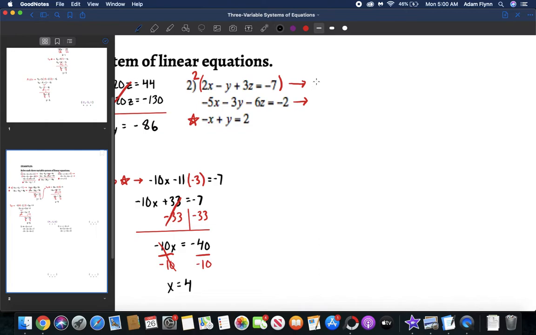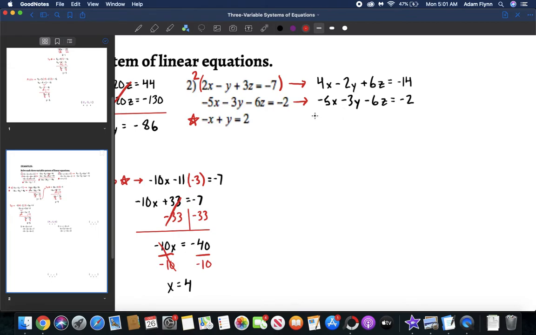So if I rewrite my top equation after I scale it by 2, I have 4x minus 2y plus 6z equals negative 14. And then my middle equation, I'm not changing at all. So I'll just rewrite it. Negative 5x minus 3y minus 6z equals negative 2.